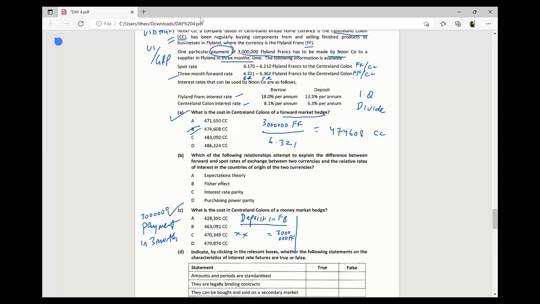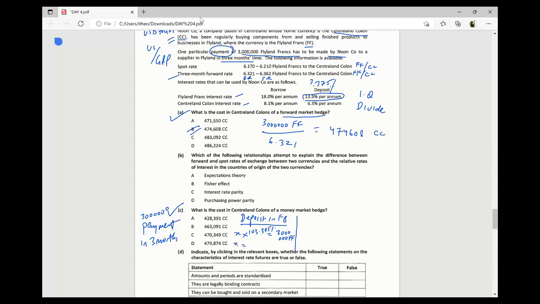In the receipt case, it states borrow from a foreign bank. But in payment, money market, it states deposit in a foreign bank. The calculation is the same, but borrowing and deposit are different. If you are paying 3 million in 3 months, deposit in a foreign bank. Not the full amount, a smaller amount X, so that when the deposit earns interest for 3 months, you get 3 million. Depositing FF, how much interest is it giving? 13.5% per annum. So for 3 months, it's 3.375%. So 103.375%. X should be deposited, earning interest at 103.375, gives 3 million FF.